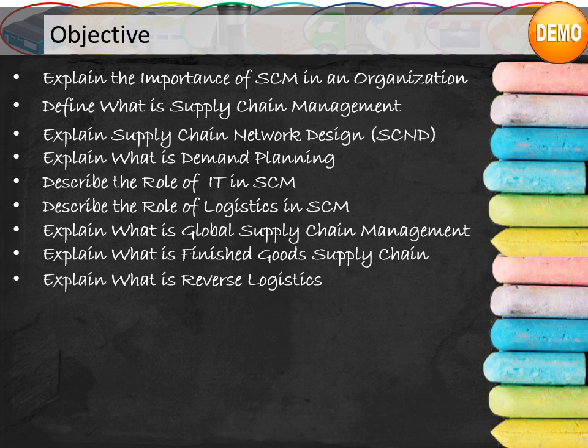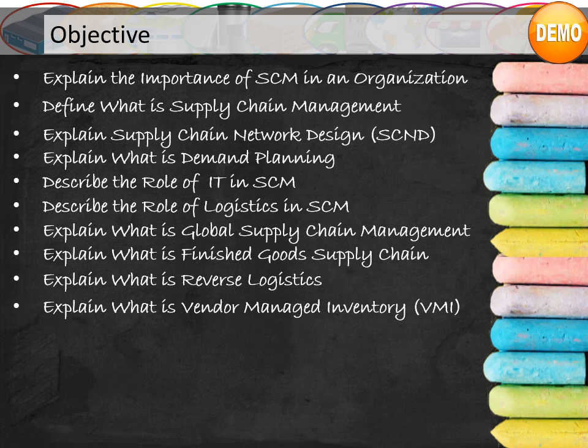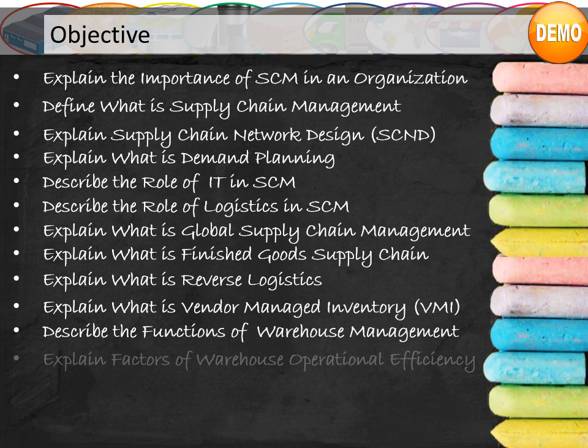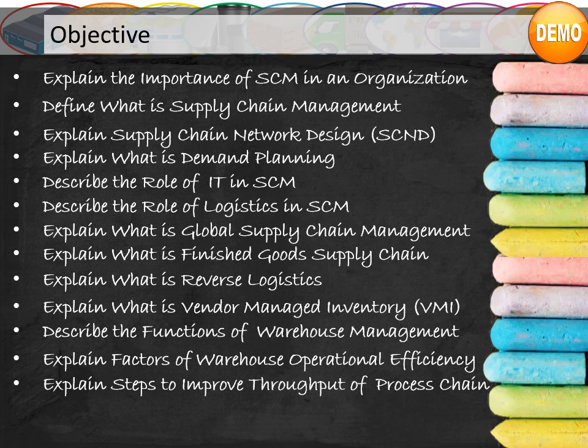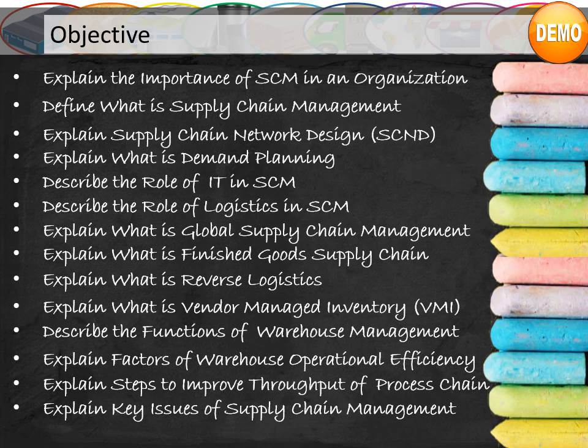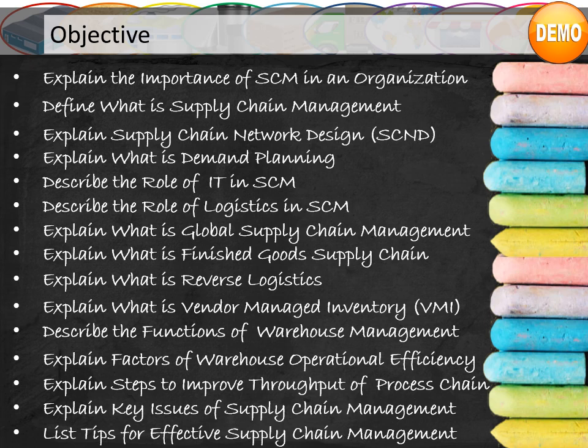Explain what is reverse logistics. Explain what is vendor managed inventory, or VMI. Describe the functions of warehouse management. Explain factors of warehouse operational efficiency. Explain steps to improve throughput of process chain. Explain key issues of supply chain management. List tips for effective supply chain management.